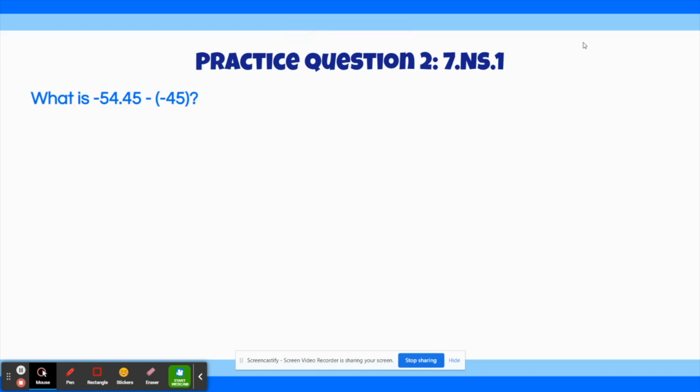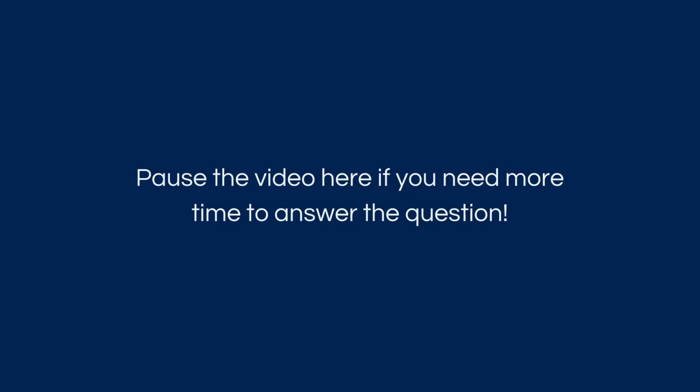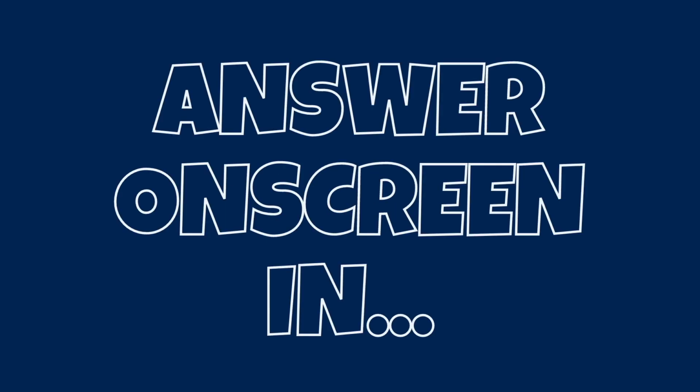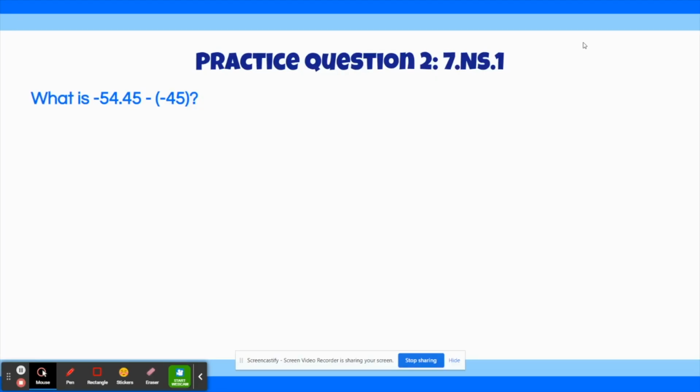Okay, so this is the second practice question, and it's quite similar to the first one. It says, what is negative 54.45 minus, open parentheses, negative 45? So you guys can pause the video and solve this problem on your own. When you're ready to see the answer, you can press play. Okay, so the correct answer to this problem is negative 9.45.